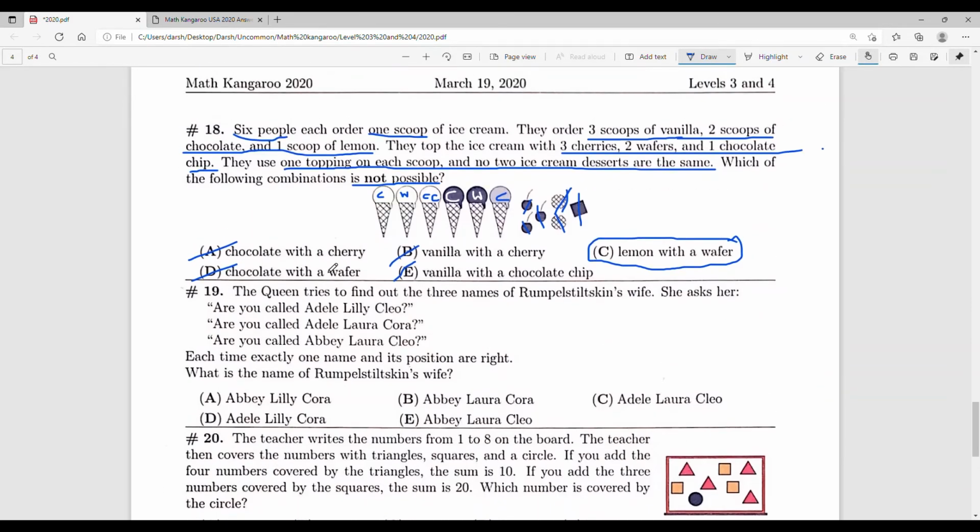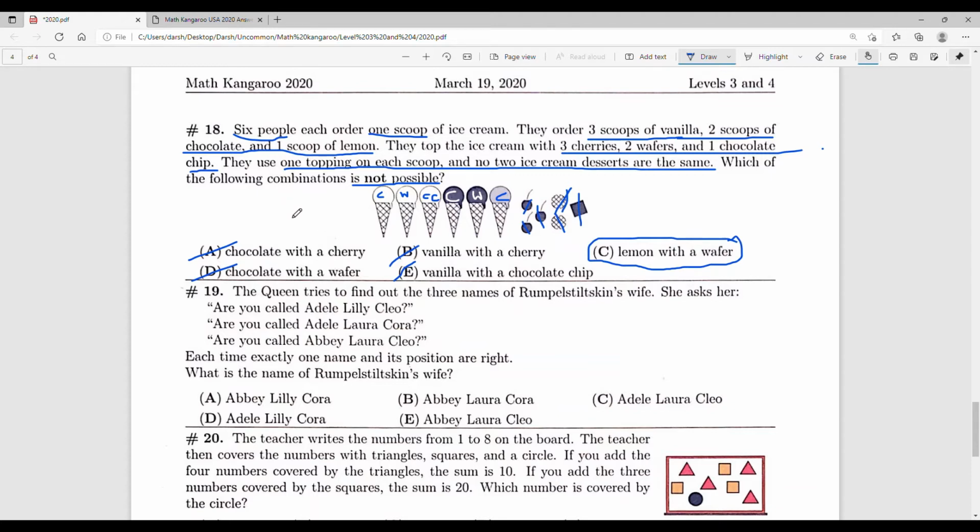Number 19. The queen tries to find out the 3 names of Rumpelstiltskin's wife. She asks her, "Are you called Abby, Lily, Cleo? Are you called Adele, Lily, Laura, Cora? Are you called Adele, Laura, Cleo?" Each time exactly 1 name and its position are right. What is the name of Rumpelstiltskin's wife?